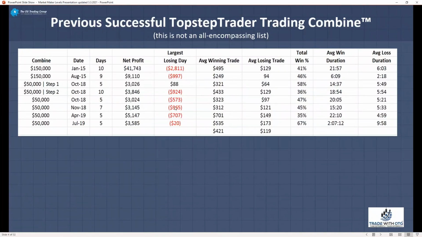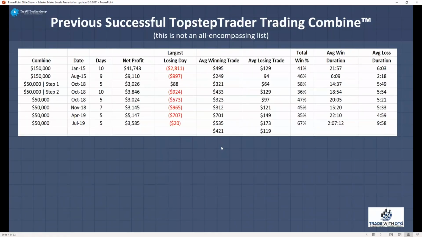One, you're going to see that we do have losing days, right? Also, the big number here I want you to look at is the average winning trade and the average losing trade. The average winning trade in our trade room is $421, and the average losing trade is $119. That's a 3.5 to 1 reward to risk ratio.